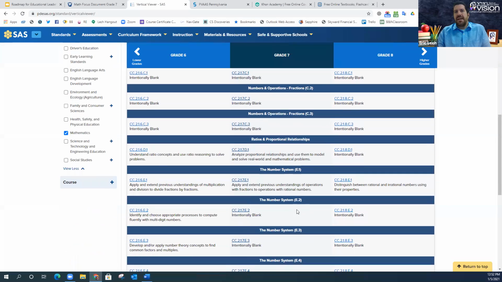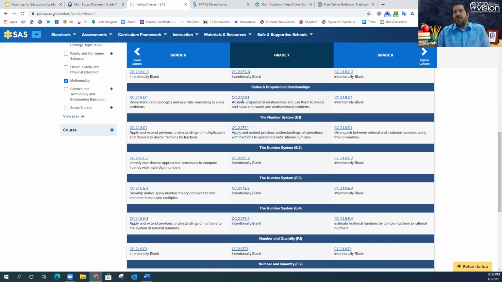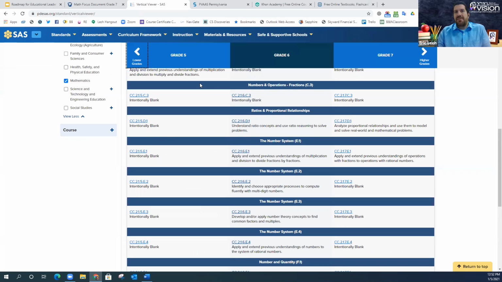So I'm going to go and find that 217D1, which is right here, under ratios and proportional relationships, analyze proportional relationships and use them to model and solve real world and mathematical problems. And I can see that in 6th grade, there is a prerequisite skill around understanding ratio concepts and using ratio reasoning to solve these problems. I can even go back further if I need to see if there are additional prerequisite standards. So I see that there is a 6th grade prerequisite standard as well.